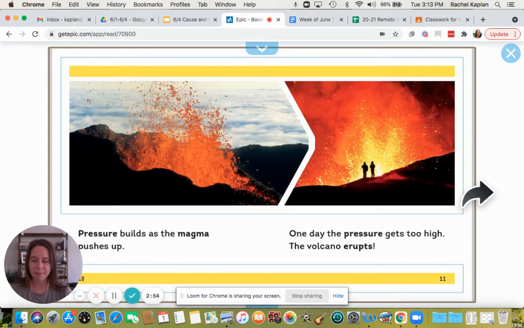Pressure builds as the magma pushes up. One day, the pressure gets too high. The volcano erupts. Well, these pages are telling me about how a volcano eruption happens. And I know that cause and effect also tells us when something happens or how it happens. The cause is that the pressure from the magma gets too high, and the effect is that the volcano erupts.